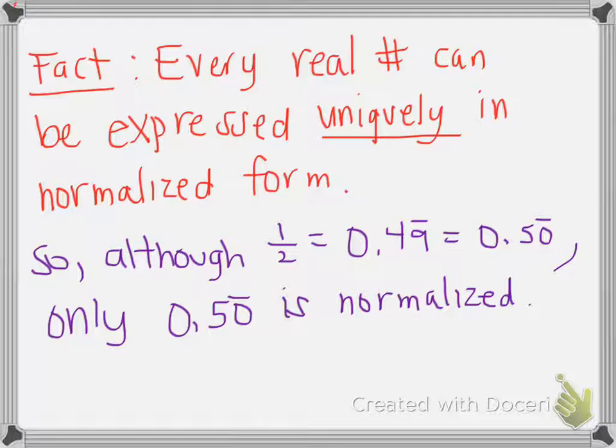So I just wanted to make a note, 1/2 is actually the same as 0.49 with the 9 repeating, which is also equal to 0.50 with the 0 repeating. Only 0.50 is normalized, okay, because that 9 isn't the last digit there. There's another digit besides 9 there, and that's what normalized means.